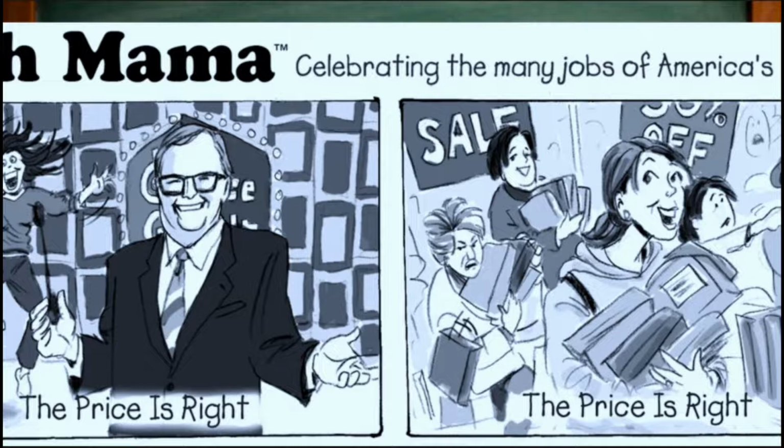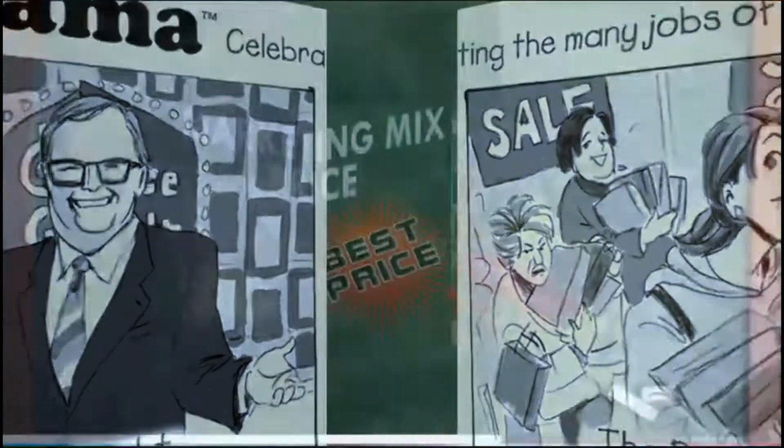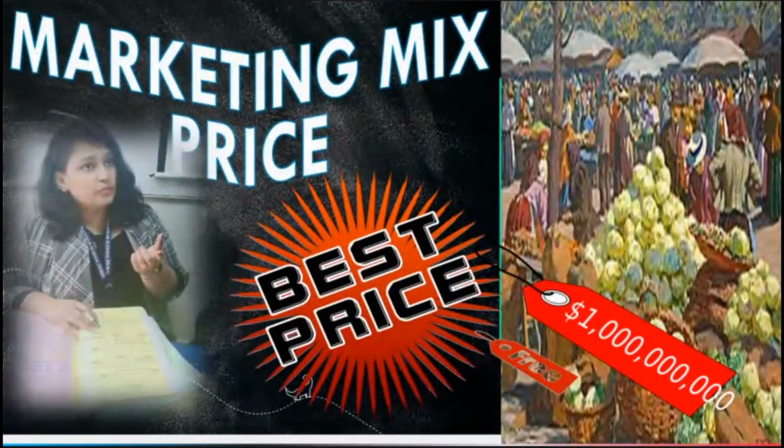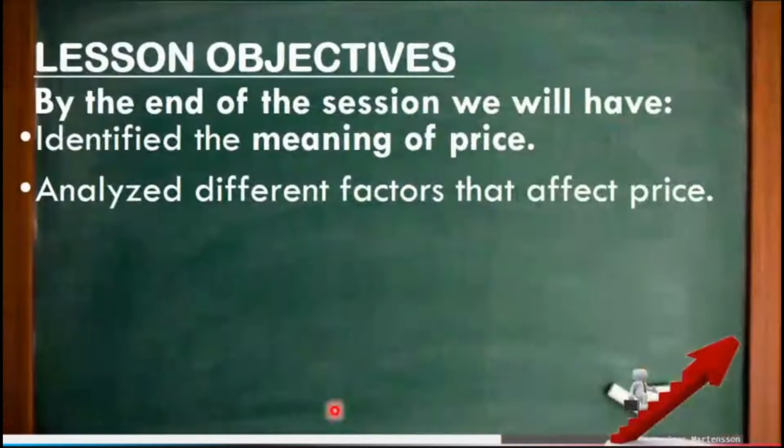Now, we know enough about the first P in marketing mix, that is product. It's time for us to explore the second P of marketing, that is price. The lesson objectives for the session are: by the end of the session, we will have identified the meaning of price and we will have identified the factors that affect price.